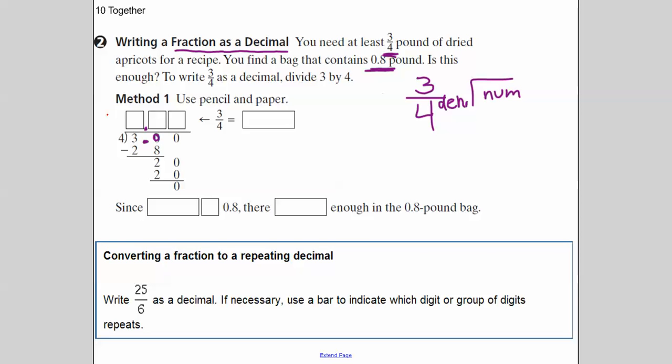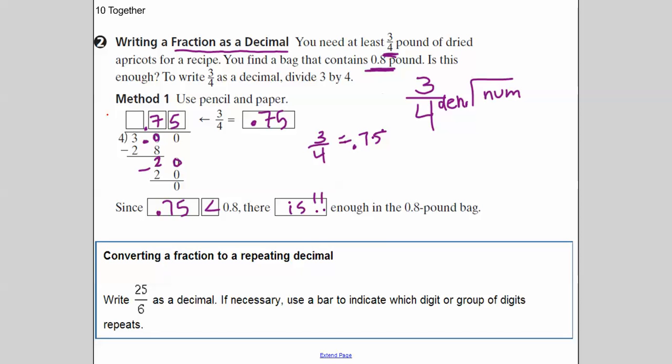4 goes into 30 7 times. 7 times 4 is 28. So now I have 20. 4 goes into 20 5 times, and I end up with 0. So 3/4 is 75 hundredths. And this is something that should be mental math. We should have that probably memorized by now. Since 75 hundredths is less than 8/10, there is definitely enough in the 8/10 pound bag.